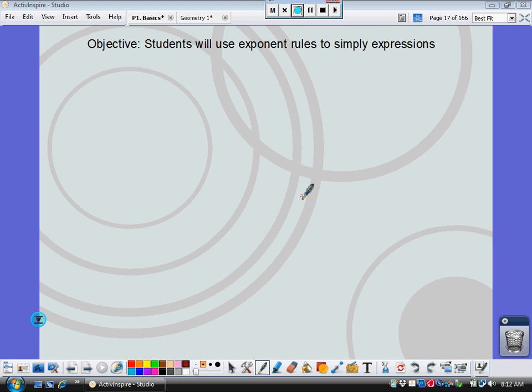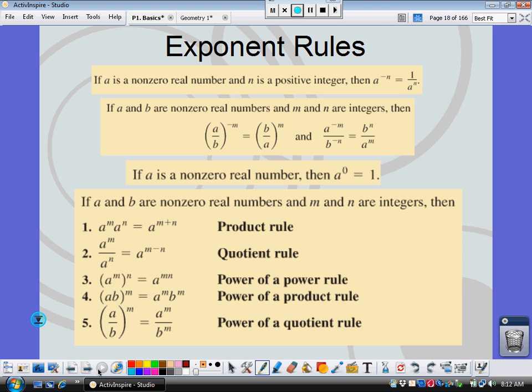So students will use exponent rules to simplify expressions. Let's go ahead and talk about your exponent rules. You don't have to write all this down. We'll go through and talk about each rule individually. But we're starting out with, what do you do when you have a negative exponent? What do you do when you have a fraction raised to a negative exponent? What about anything to the 0 power?